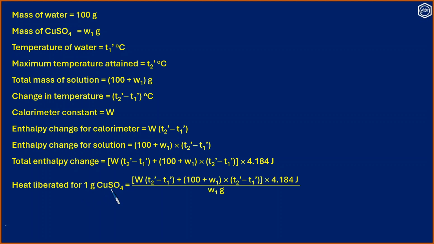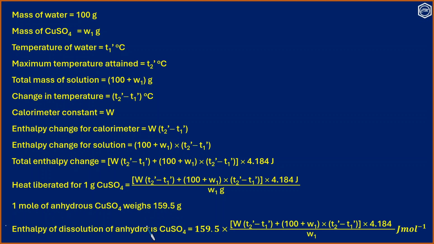Heat liberated for 1 gram copper sulphate, that is this quantity divided by mass of copper sulphate. 1 mole of anhydrous copper sulphate is 159.5 gram. Therefore, for the enthalpy of dissolution of anhydrous copper sulphate, we multiply this quantity, that is for 1 gram, by 159.5, and we get the enthalpy of dissolution in joule per mole.